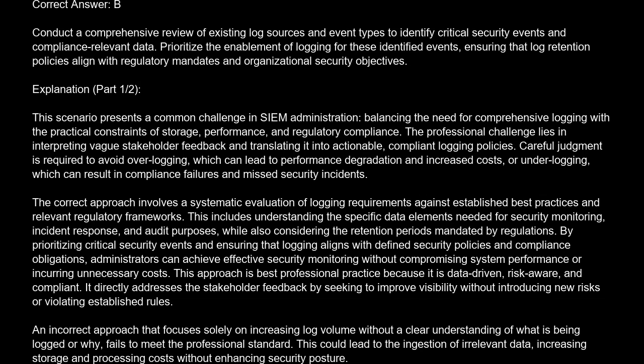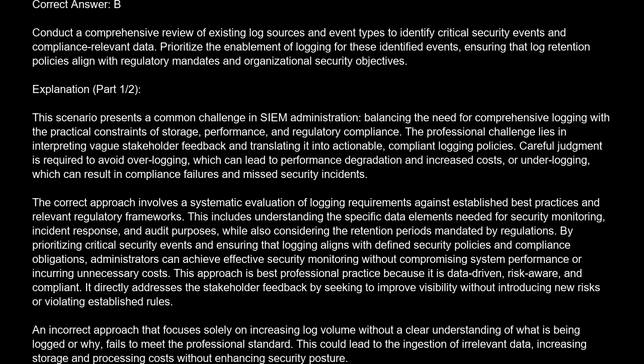The correct answer is B. Conduct a comprehensive review of existing log sources and event types to identify critical security events and compliance-relevant data. Prioritize the enablement of logging for these identified events, ensuring that log retention policies align with regulatory mandates and organizational security objectives. Explanation. This scenario presents a common challenge in SIEM administration, balancing the need for comprehensive logging with the practical constraints of storage, performance, and regulatory compliance.